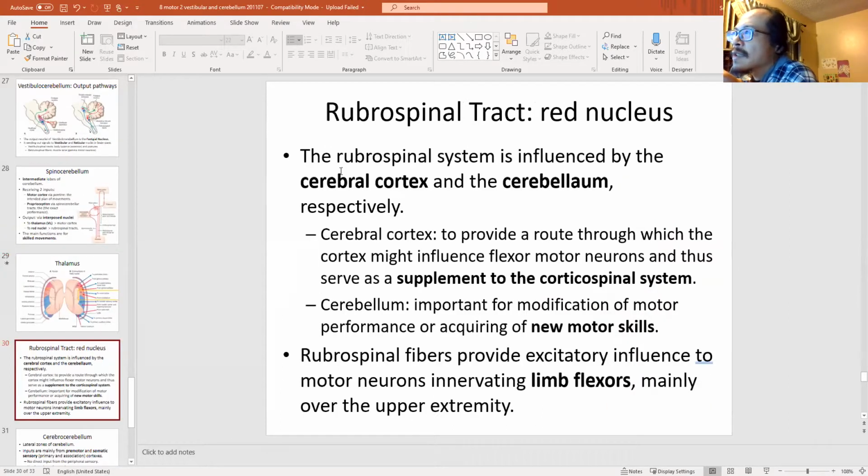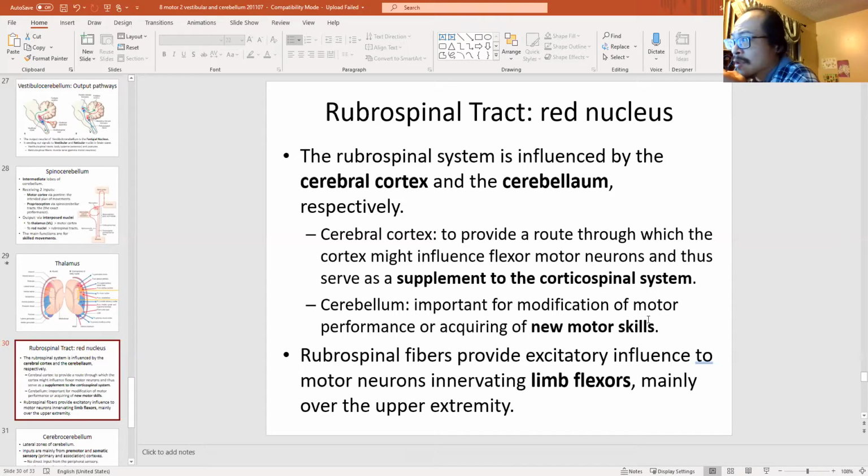So these are the same slides that you saw before, the rubrospinal tracts, showing you that the major function is to affect the limb flexors, mainly over the upper extremity. So it's about fine movement, right? And importantly, it receives signal from the cerebral cortex as well as the cerebellum.